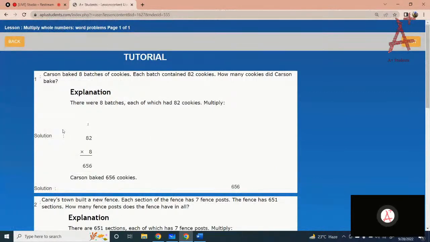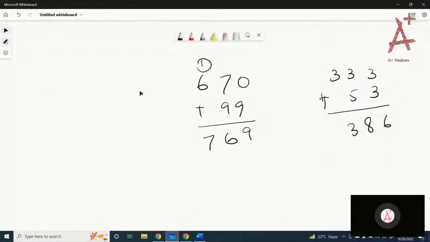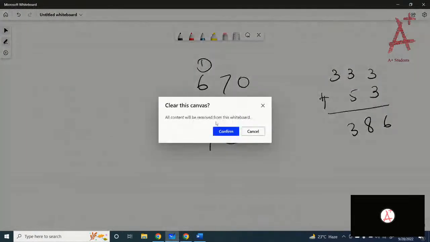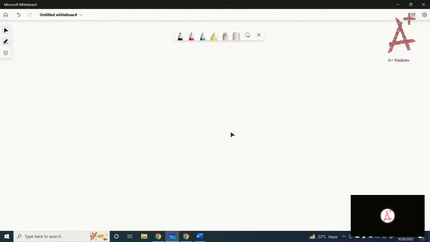Kerson baked 8 batches of cookies. Each batch contained 82 cookies. How many cookies did Kerson bake? So you have to multiply them in total. You have to do 82 times 8. So let's just do 82 times 8.